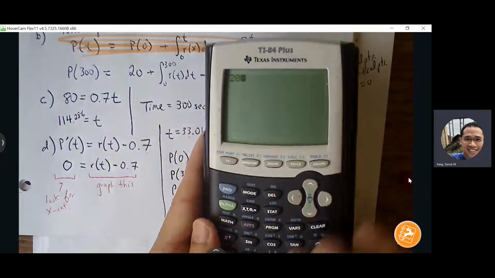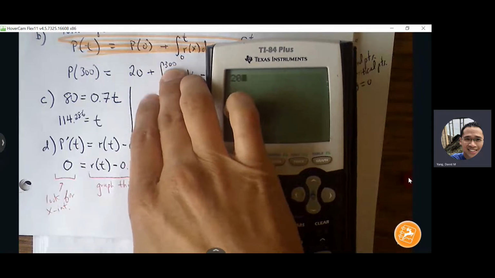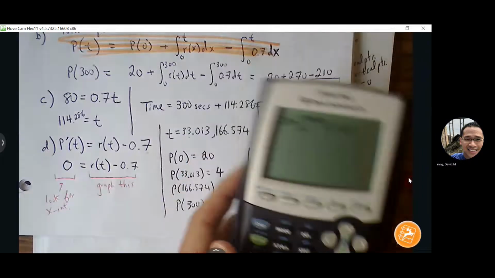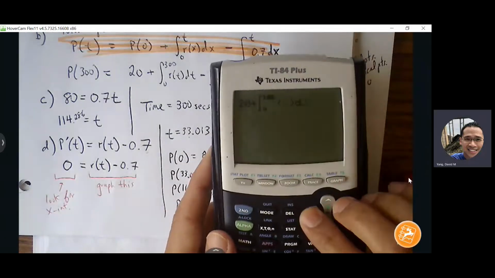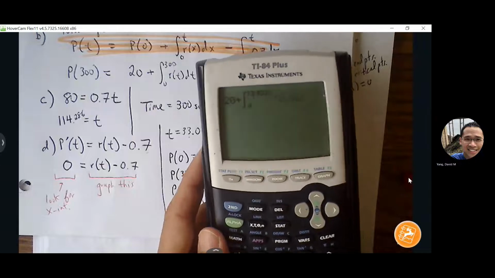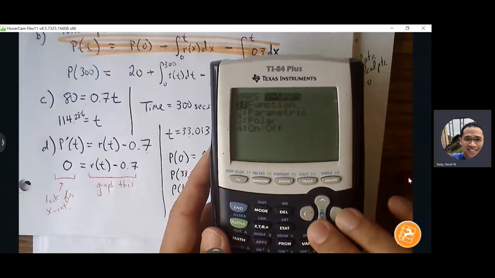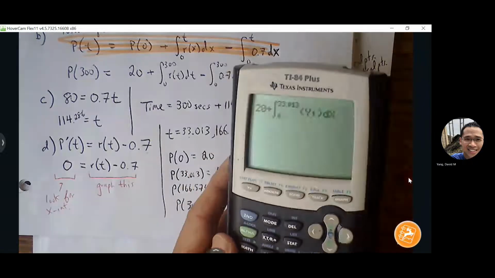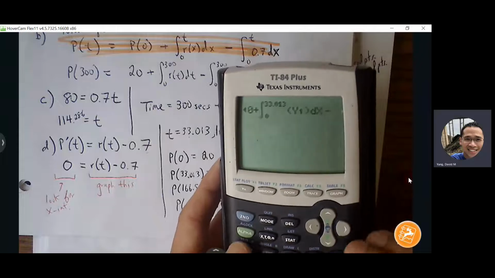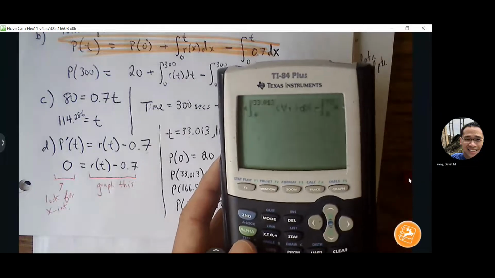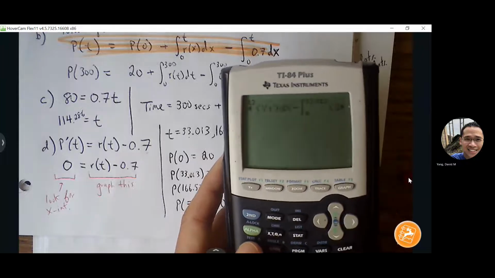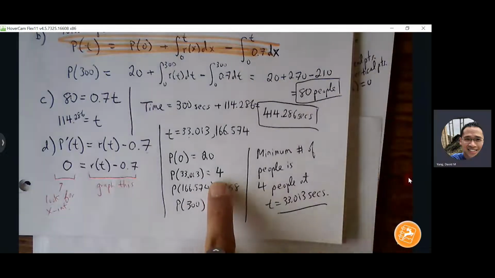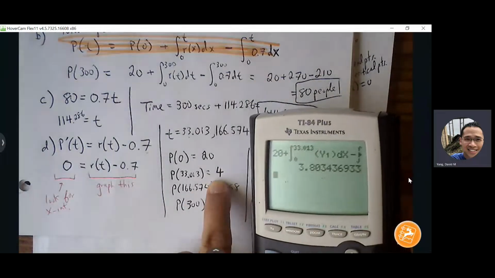Okay, so follow the formula here, 20 plus the integral from 0 to 166. Oh, sorry, 33.013. Let's do that first. My one function, minus seven. 3.83 says round to the nearest whole number, so we'll round to 4.